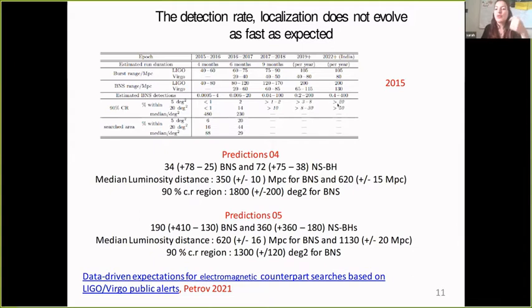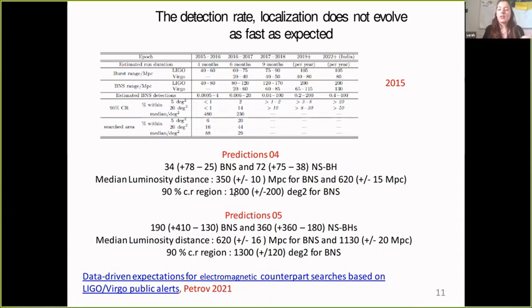But we were promising in 2015 to have more than 20 candidates localized within 5 degrees squared. If we take the latest sensitivity of our instrument and make a prediction, this prediction comes from Petrov 2021. In fact, the median localization area is not about 5 degrees squared, it is about 1,800 degrees squared. So you see there is a big difference.